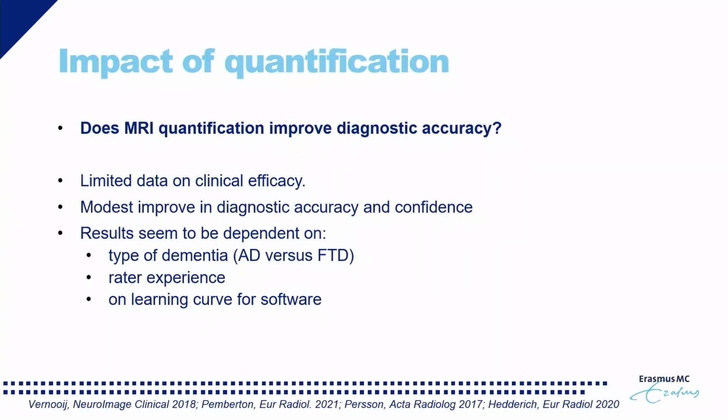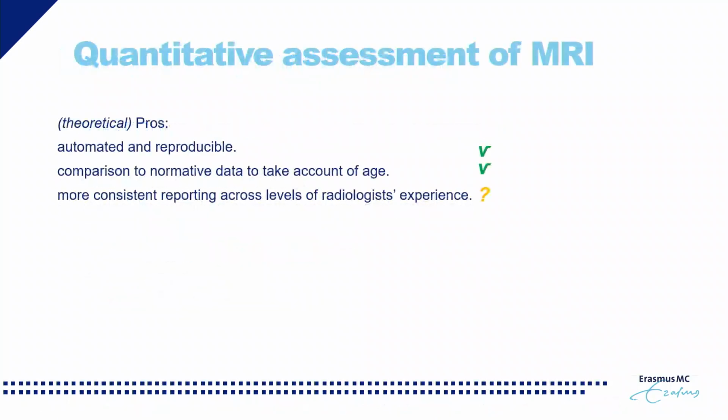Regarding clinical validation, does MRI quantification actually improve diagnostic accuracy in clinical practice? These papers have very limited data on that. It suggests a modest improvement in diagnostic accuracy and a modest improvement in the confidence of the radiologist. That seems to depend on the type of dementia, on the experience of the rater, and on the different types of software, so how steep is the learning curve for a software? But more insights on this are definitely needed.